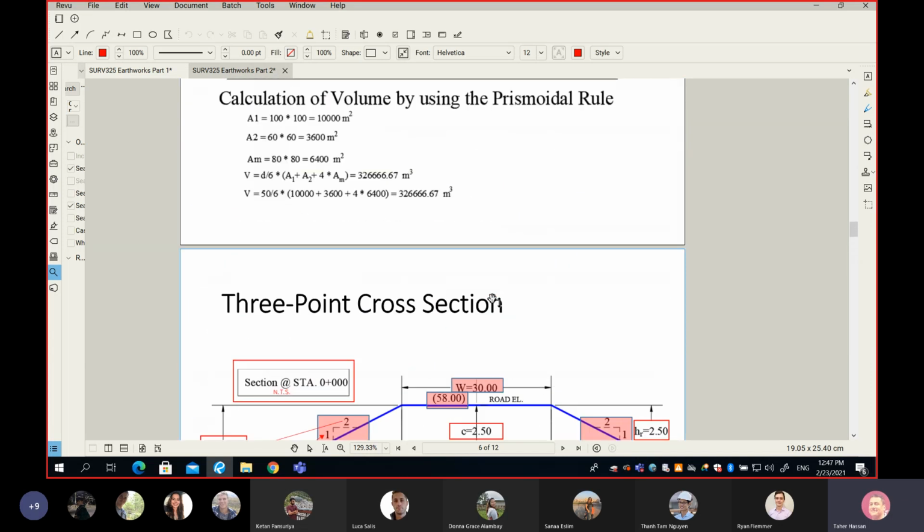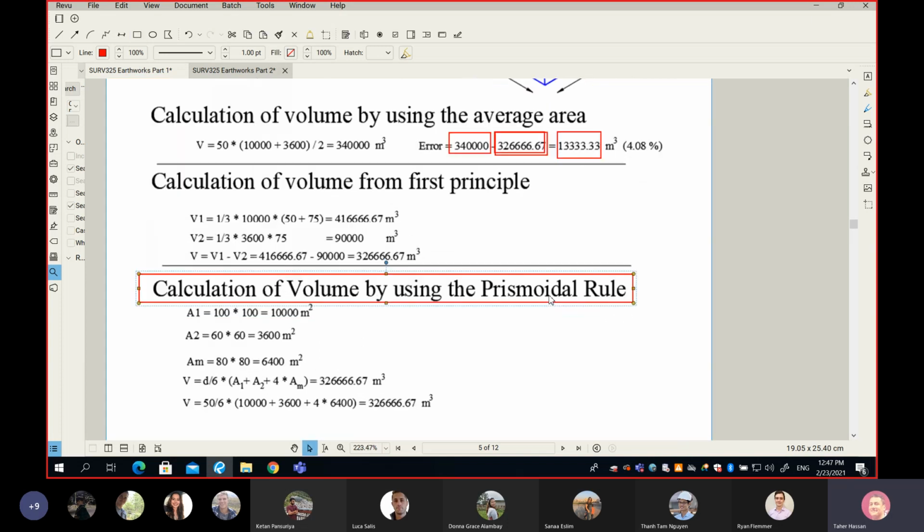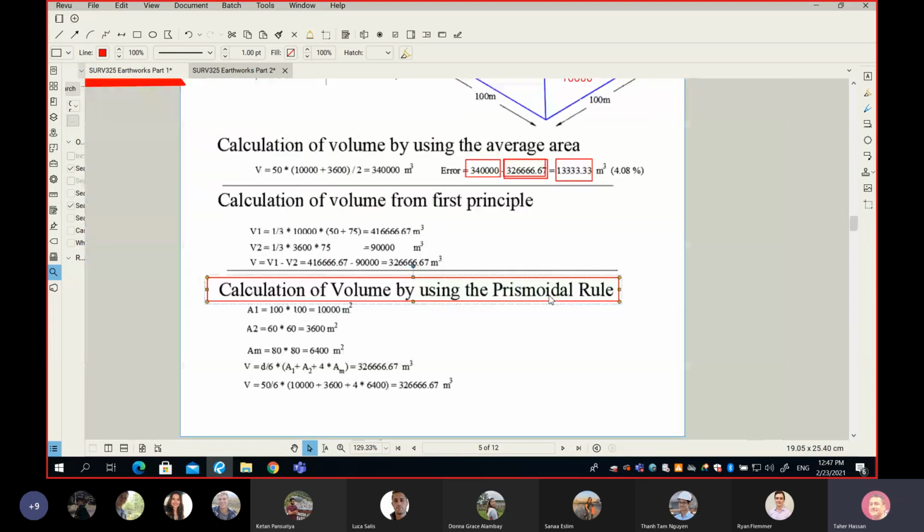Now, I know some of you are asking right now, is there any other method that gives you the exact volume? Yes, there is. And here is our final name before we go into a break. So we have here a method called the prismoidal method. Look at this name. I'll zoom in. Prismoidal rule or prismoidal method. And I'm claiming that this rule will give us the exact volume.